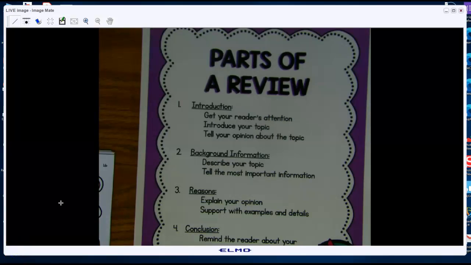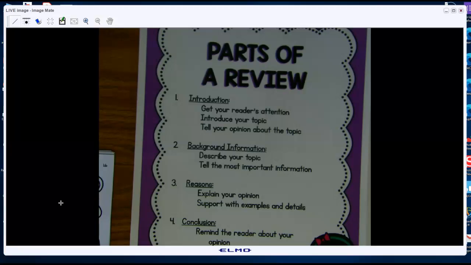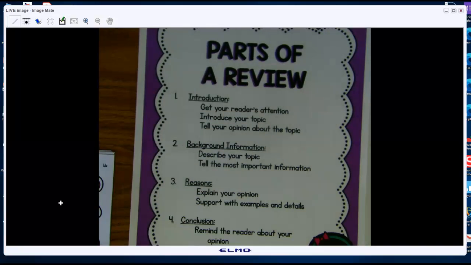Okay. A few days ago, we started some new reviews. And we're learning how to do it where we plan it instead of just write the review. And we learned that there were 4 parts to a review. There's the introduction. That's when we got our reader's attention.